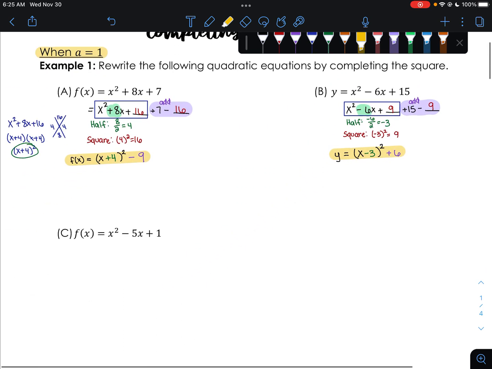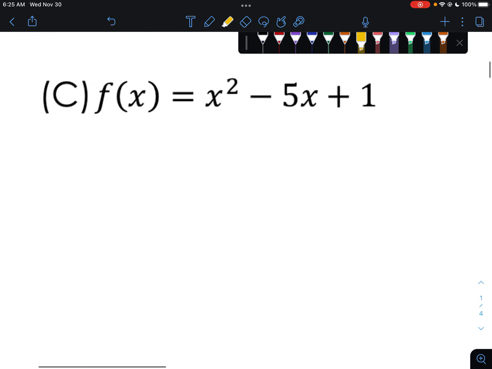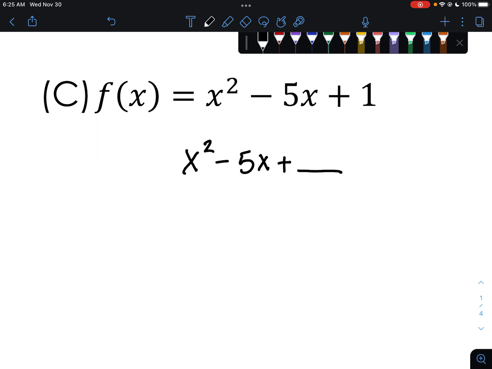So let's do another one. If you want to pause the video and try it yourself, you can. So here we go. First thing we do is we add in our spaces. My first space goes after the minus 5x. My second space goes after the 1, and we subtract it.